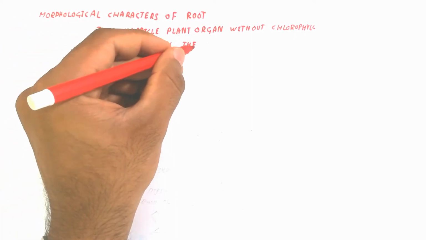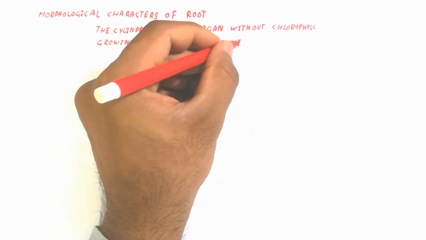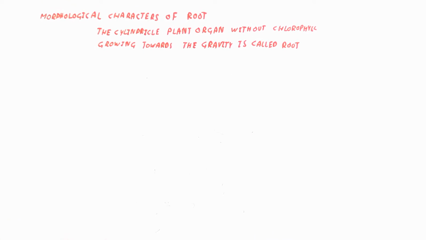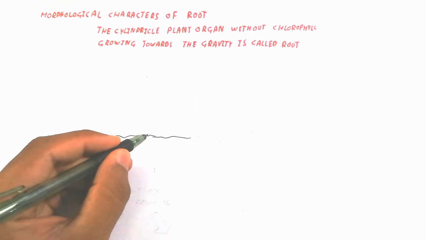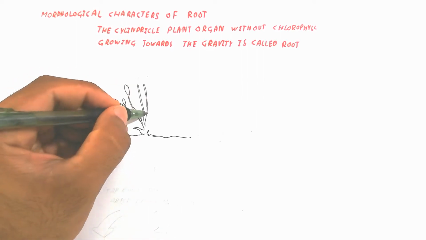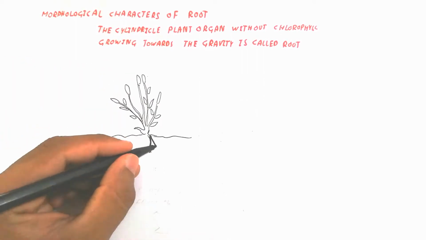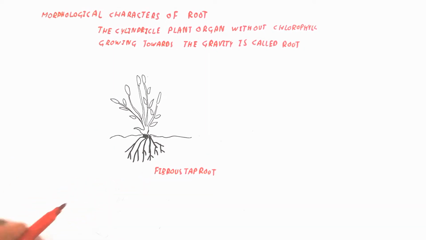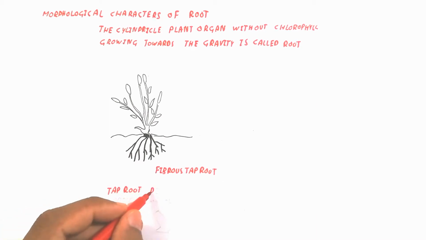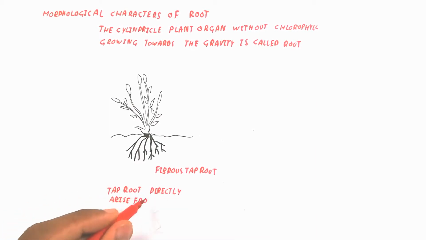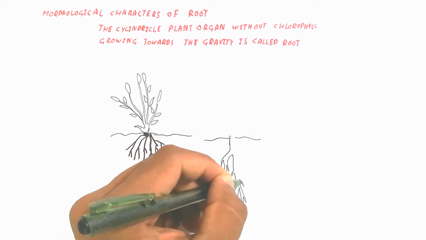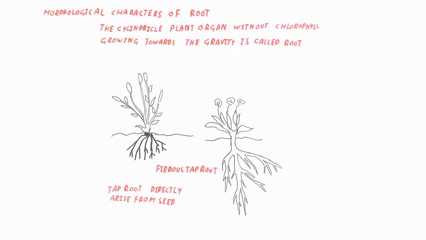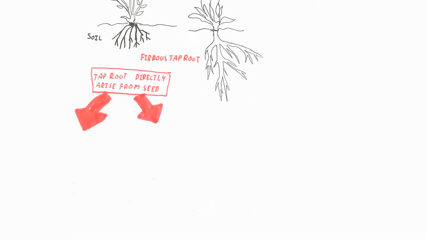So the root is embedded into the soil, and there are the root characters. First we will discuss that roots absorb nutrients, minerals and vitamins, different types of nutrients for absorption to produce metabolism. So here is the fibrous taproot. First of all, we will discuss the taproot. A taproot directly arises from the seed. It means the seed which arises first, the taproot, arises directly from the root.